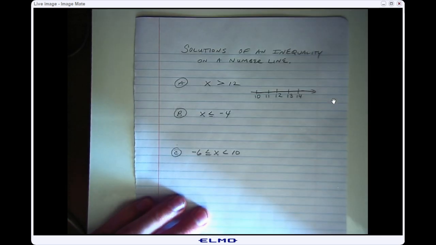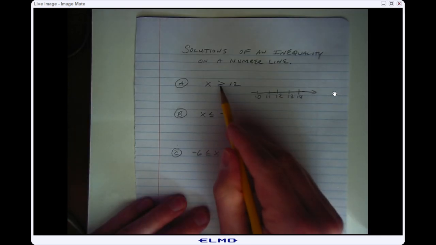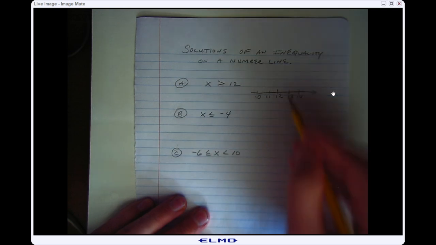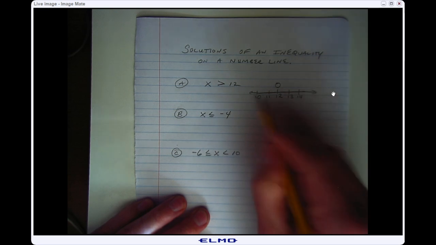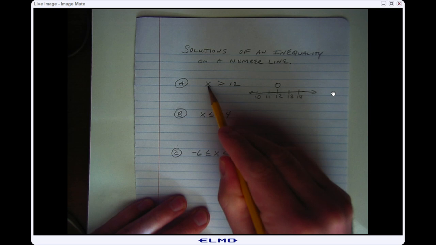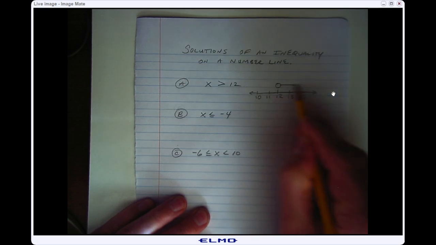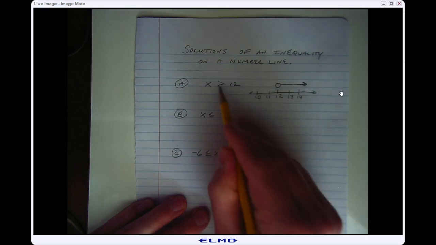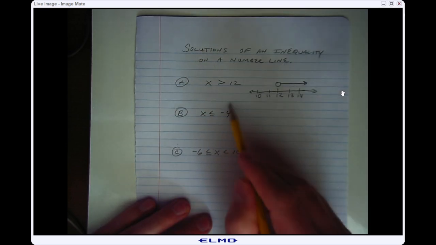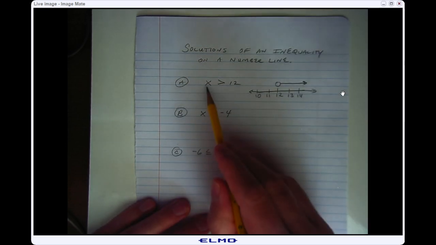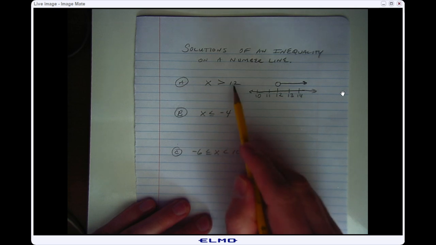And then because there's no equal sign, you're going to have a hollow dot. And usually I put the number above the line so it doesn't blend in with the number line below. And then it's all numbers greater than 12, so I would go this way. And again, anytime there's no equal sign, it's just a less than or greater than, you're going to use a hollow dot. And to check your answer, if I put in 14, obviously 14 is greater than 12, it does work.